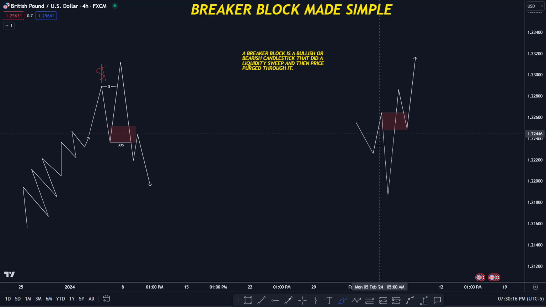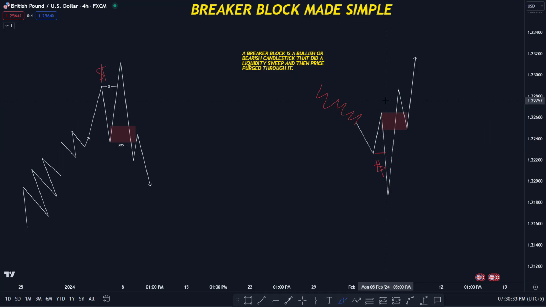It's the same thing here in a bullish format. So as we can see, we were in a clear downtrend, and then price came in and gave us a liquidity sweep of these old lows right here. Boom. And then price gave us a firm breakout structure. Boom. A breakout structure of these old highs.